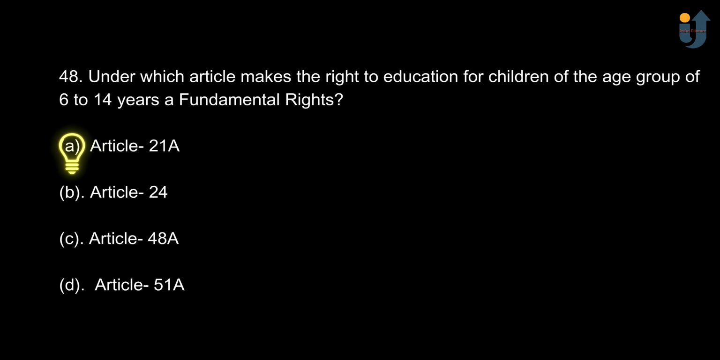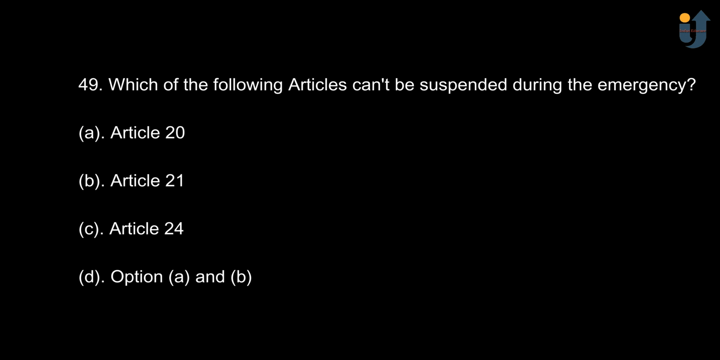Next, which of the following articles can be suspended during the emergency? Option A, Article 20. Option B, Article 21. Option C, Article 24. And option D is option A and option B. The correct option is option D, option A and option B.